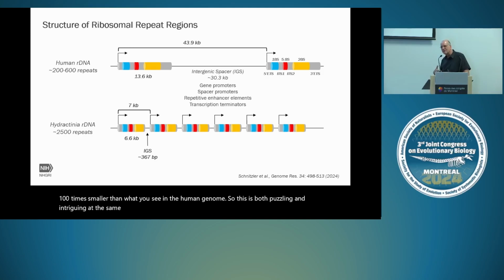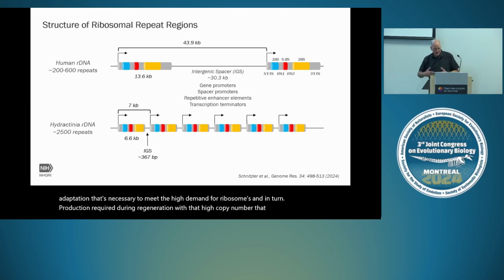Taking a step back, we think this might be an evolutionary adaptation that's necessary to meet the high demand for ribosomes and in turn protein production required during regeneration, with that high copy number that you see giving Hydractinia the ability to just start cranking out cells and tissues in order for the organism to regrow.